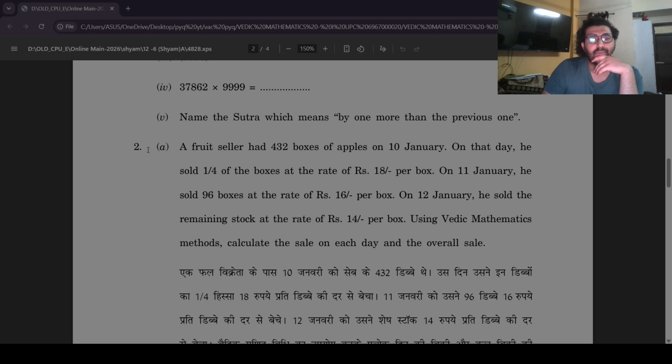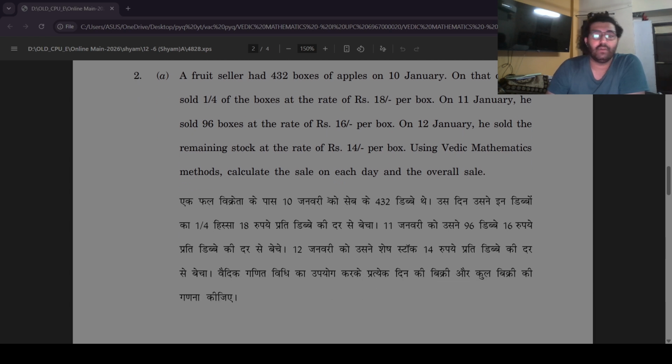Here's question number 2. Part A: A fruit seller had 432 boxes of apples on 10 January. On that day, he sold one fourth of the boxes at the rate of rupees 18 per box. On 11 January, he sold 96 boxes at the rate of rupees 16 per box. On 12 January, he sold the remaining stock at the rate of rupees 14 per box. Using Vedic mathematics methods, calculate the sale on each day and the overall sale.